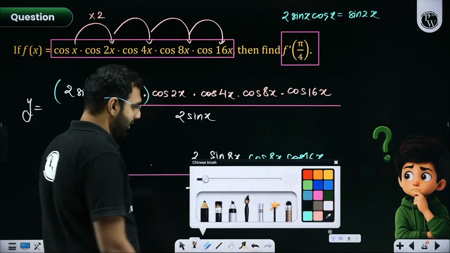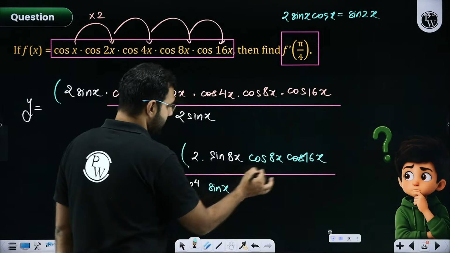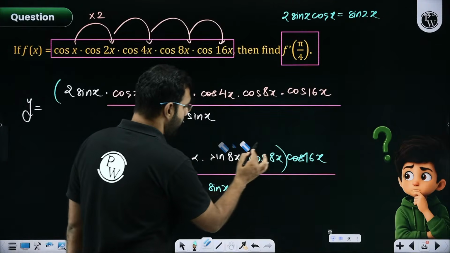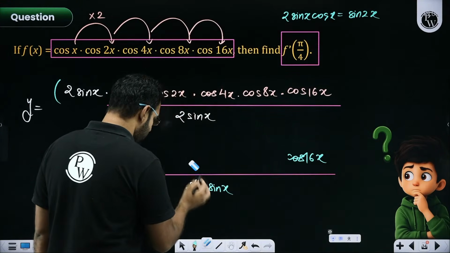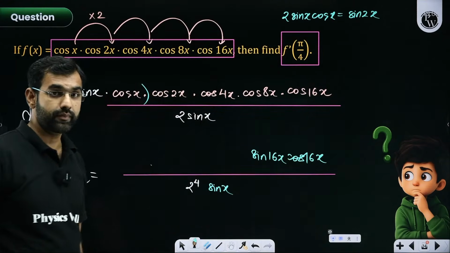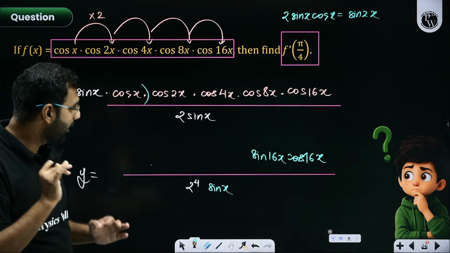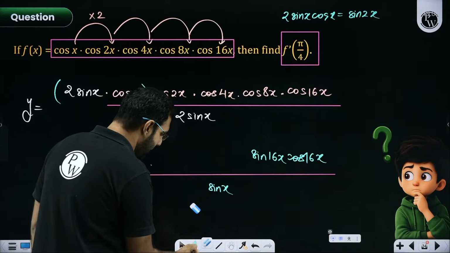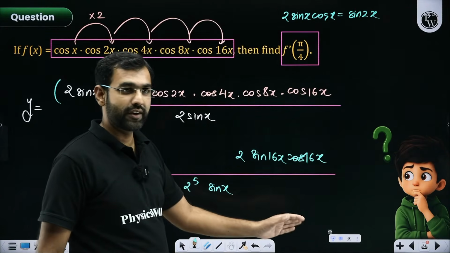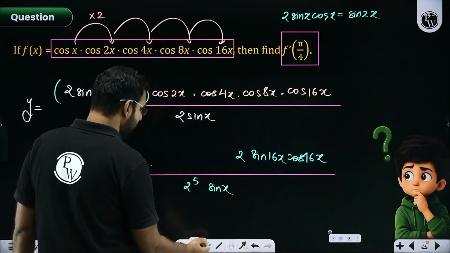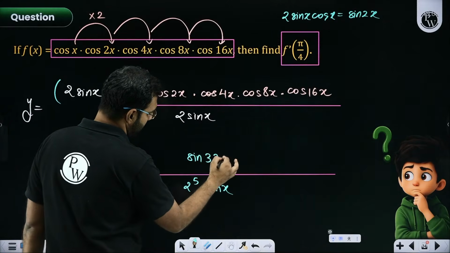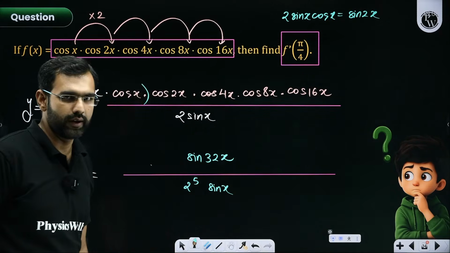With that, I hope you see this is again 2 sin theta cos theta. What is that? That is sin 2 theta, which is sin 16x. Yes or no? Absolutely. One last time I'll do it. This will become 2 to the power 5 and this will become a 2. So 2 sin theta cos theta is again sin 2 theta, so this will be sin 32x, or sin of 2 to the power 5 x, you may call it.